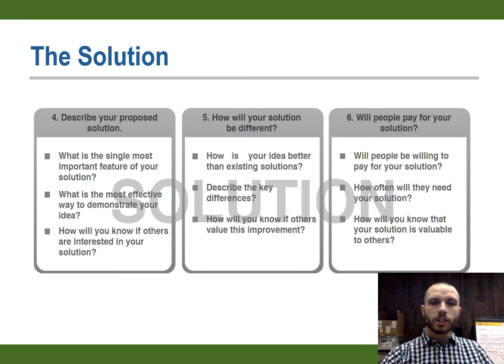The first question in box 4 asks, what is the single most important feature of your solution? If we're still thinking about a coffee shop, you might say something like having the highest quality ingredients. Be careful though, because again, this statement includes an assumption. Is having the highest quality ingredients really the most important thing? Or is having lots of different flavor options the most important thing? Or maybe having a drive-thru so customers don't have to get out of the car when it's 25 below.